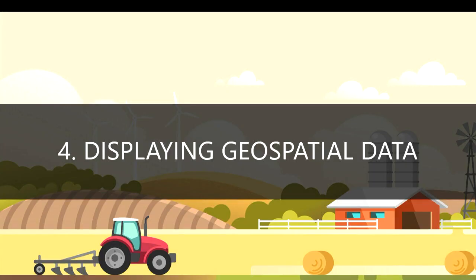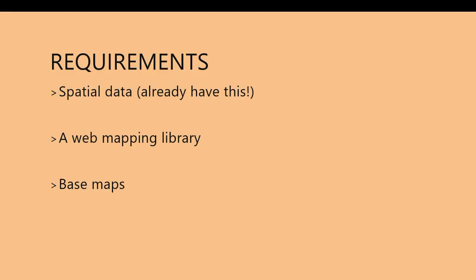So now we've got our data. We've found a way to store it. We've found a way to query it. Let's try showing it to our users. So we've managed to find a way of actually storing our spatial data. If we actually want to display it, we would not only need our actual data, but we also need a web mapping library and a base map.